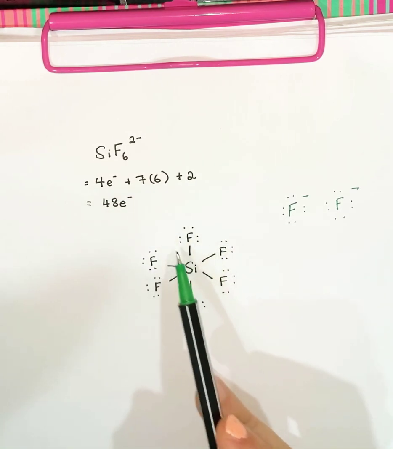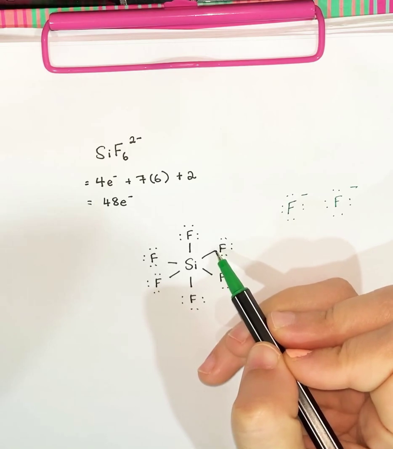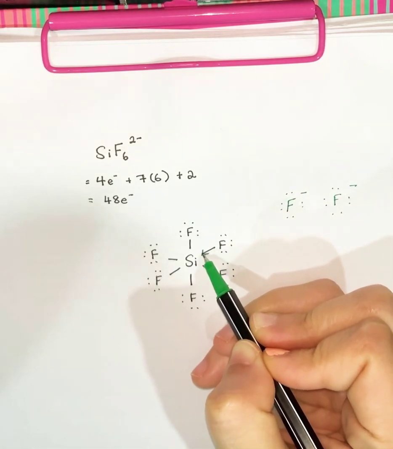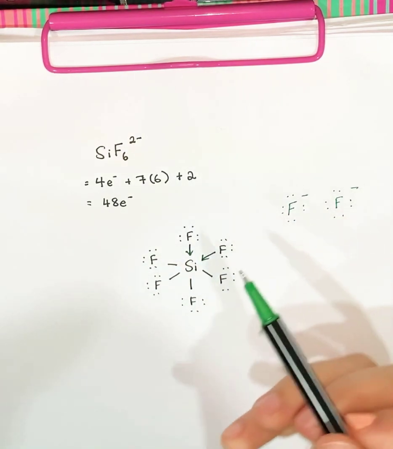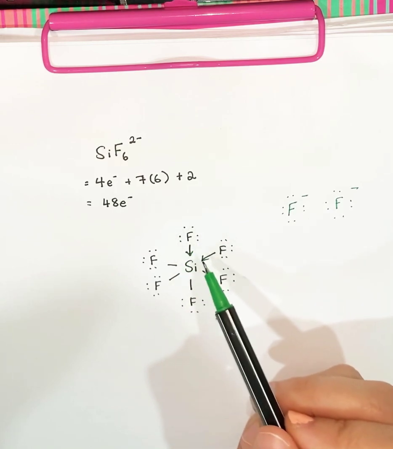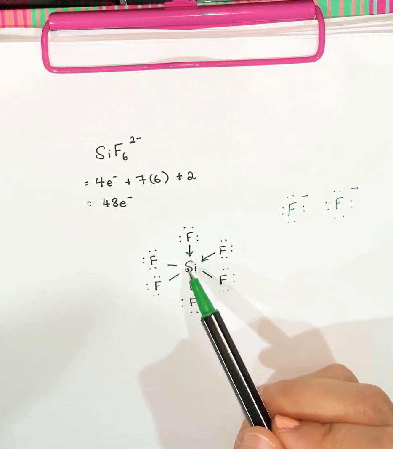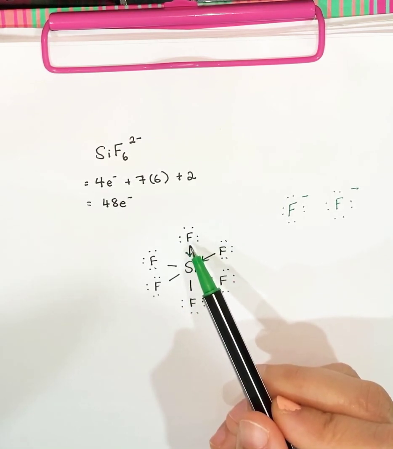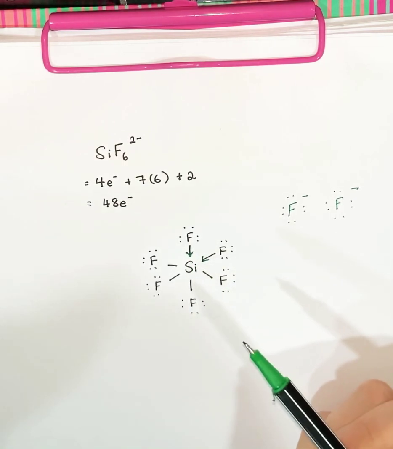But since these fluorines had 8, what they did is the extra that it had, it pushed it to form a covalent bond with silicon. So we add these arrows showing that these 2 fluorines had the extra electron, and instead of sharing one with silicon, because silicon has no more to share, they used their extra electron to form that covalent bond.